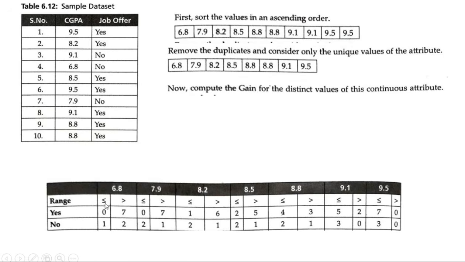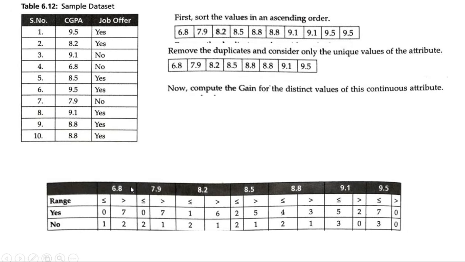Now observe, how many yes do you have for CGPA less than or equal to 6.8? For less than or equal to 6.8, I don't have any job offers as yes, so put 0 here. Next, for CGPA less than or equal to 6.8, how many no's are there? There is only one no here, so put 1. Now do the next one. For CGPA greater than 6.8, how many yes are there? You have many, right? 1, 2, 3, 4, 5, 6, 7.